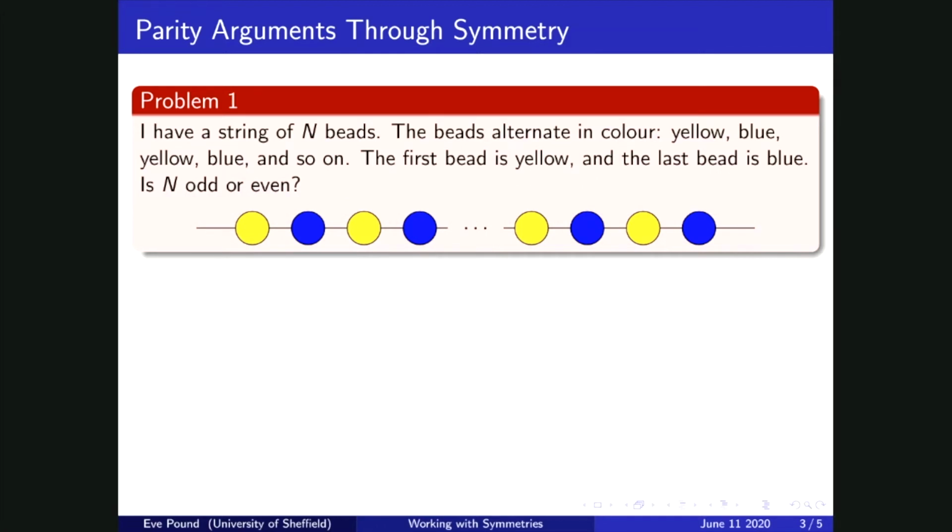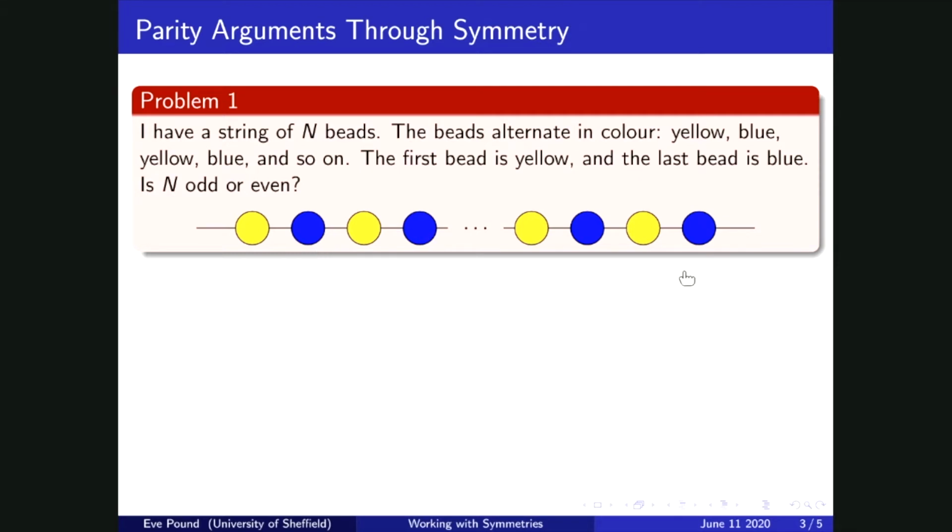Okay, so today we're going to think about various problems that we can solve using symmetries. Now, this problem, you don't need to use symmetries to solve, but I think it's a really good illustration of some of the concepts that I'm going to want to use later on. So let's imagine we've got a string of colored beads. They're yellow and blue. So this one's yellow, this one's blue, and they alternate in color. So we go yellow, blue, and then we keep going.